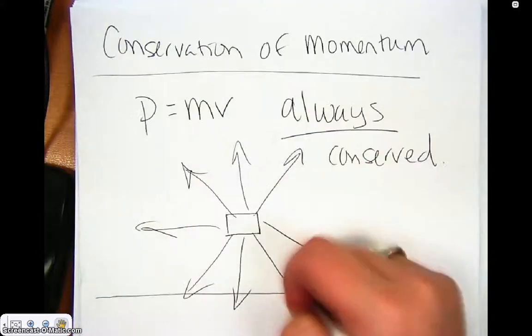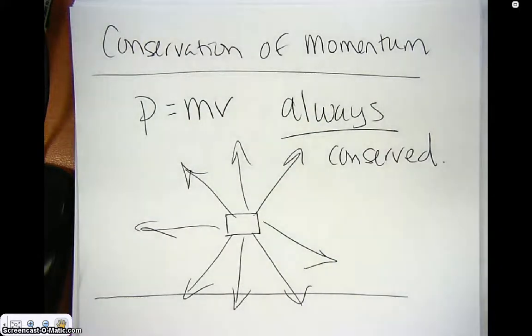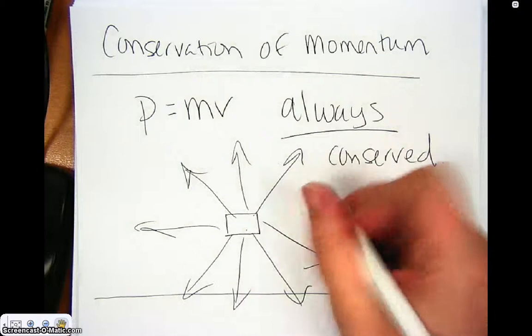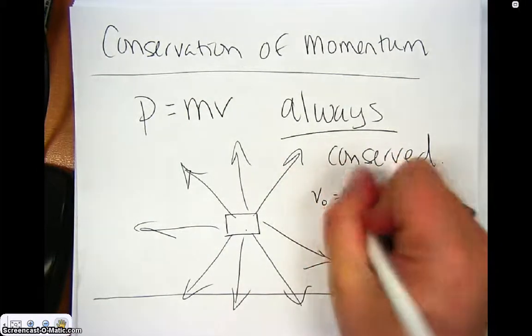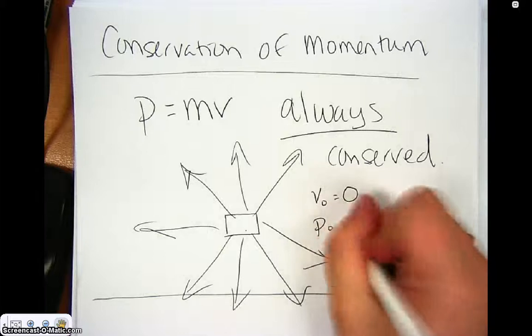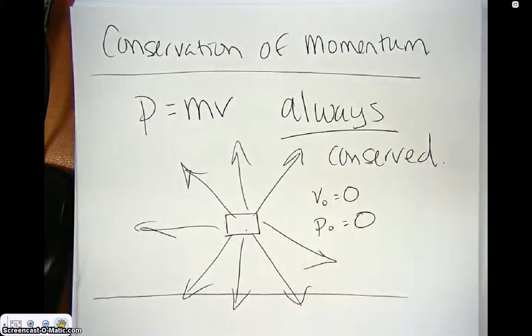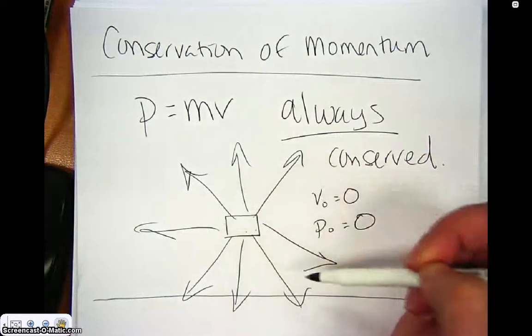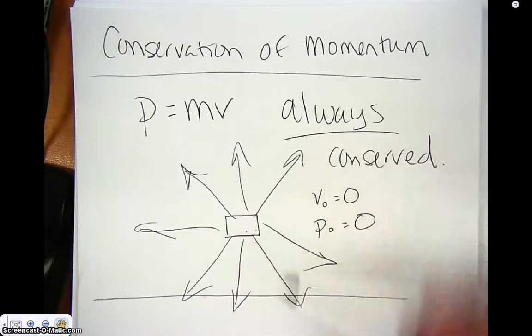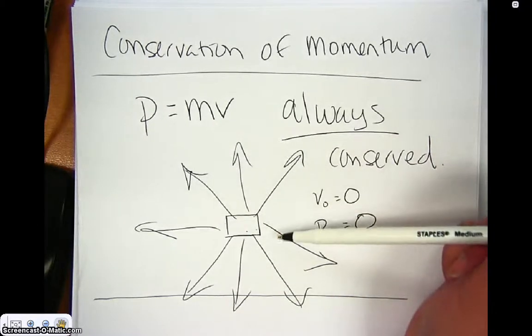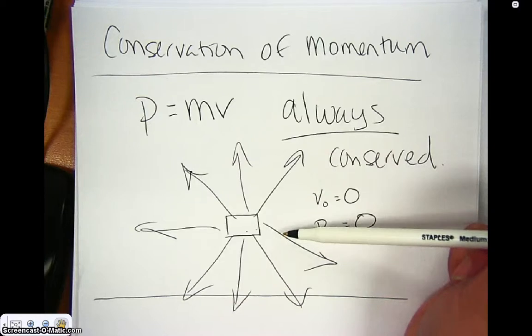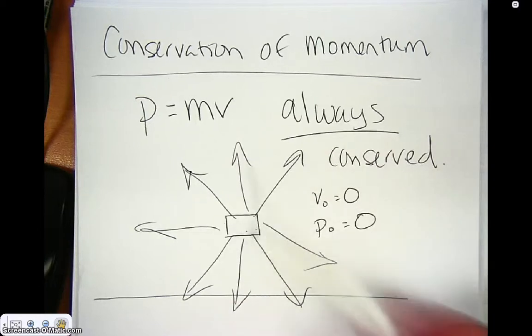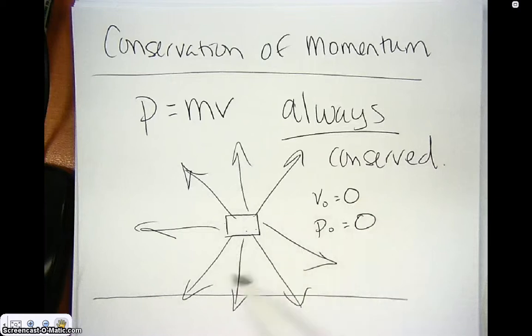So the question is, how is momentum conserved in this case? If the initial velocity of the object is equal to 0, that means that the initial momentum of the entire object is equal to 0. But then you get all these parts flying everywhere. Well, momentum is conserved because we have to remember that momentum is a vector, because velocity is a vector. As these all move off in opposite directions, each one of these vectors cancels out so that the net is 0.